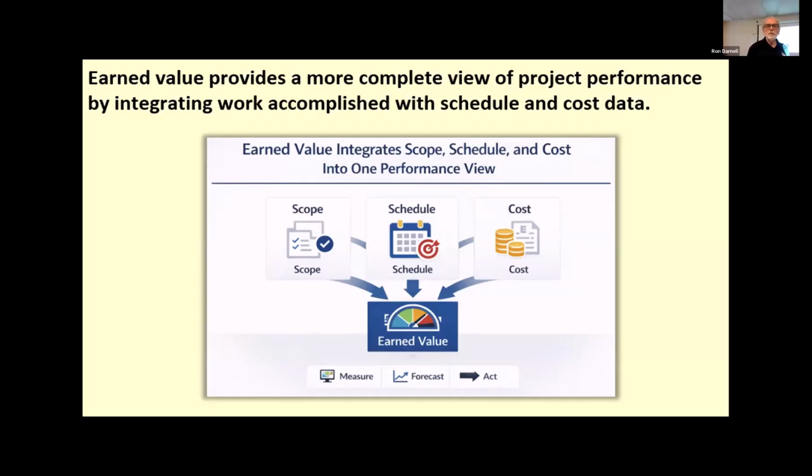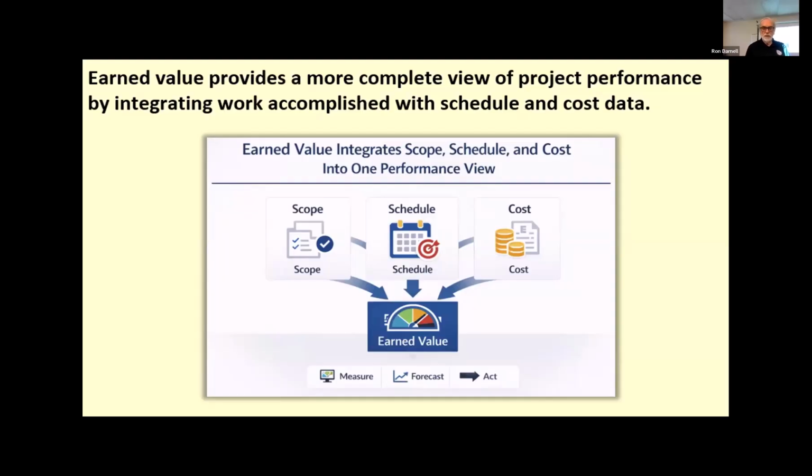Earned value provides a more complete view of project performance by integrating work accomplished with schedule and cost data. So now that the limitation of actual cost alone is clear, we can move into earned value management. Earned value is important because it gives the project manager a more complete performance picture than cost tracking by itself. Rather than looking only at how much money we've spent, earned value asks how much work has been planned, how much work has actually been accomplished, and what it costs to accomplish that work. This integrated view is what makes earned value useful.